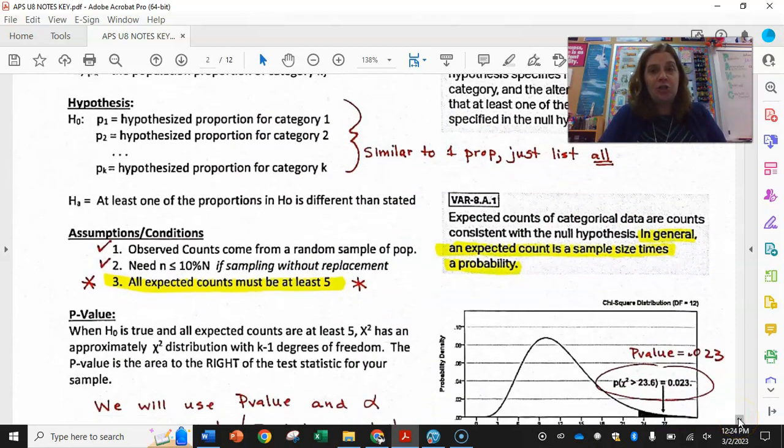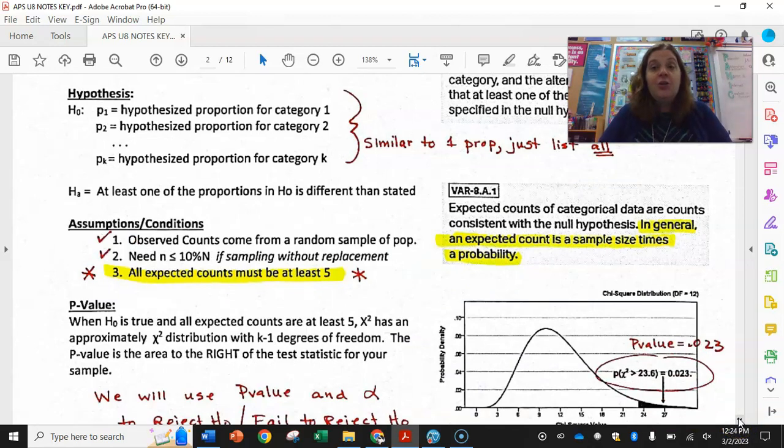The assumptions and conditions are very, very similar. You need to make sure that your observed counts come from a random sample, and you need to make sure your sample size is less than 10% of your population size if you're sampling without replacement. There is one tiny little detail that is different. Since we're testing all expected counts, we need all expected counts to be at least 5. So instead of n times p greater than 10, we want all of our n times p's to be at least 5, okay?